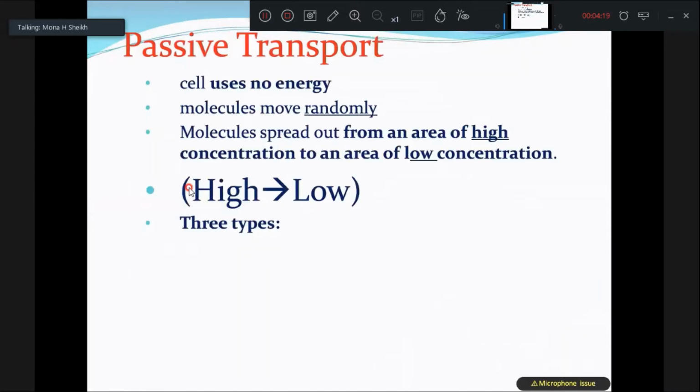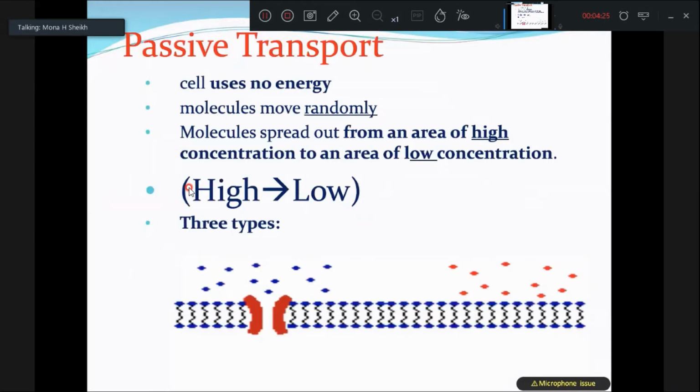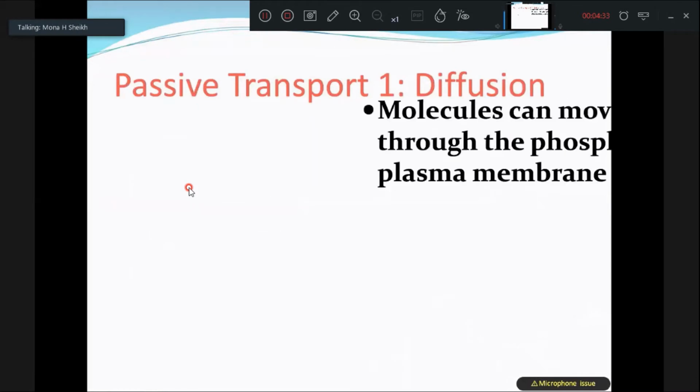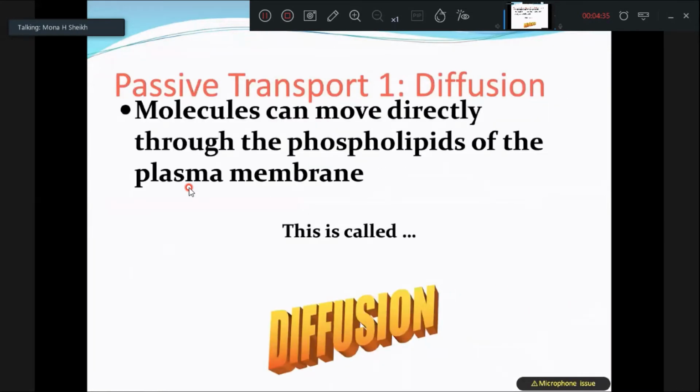So usually passive transport, as I said, is like going downhill from high to low. And there are 3 types. The first one is simple diffusion, where molecules can directly move through the phospholipids of the plasma membrane.